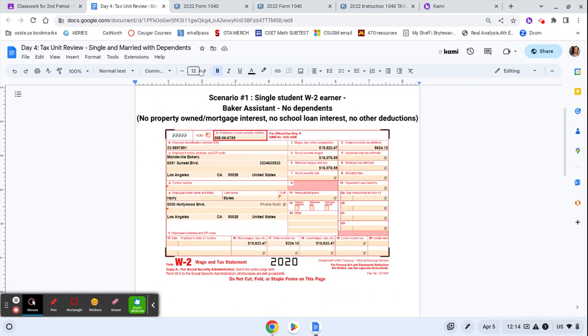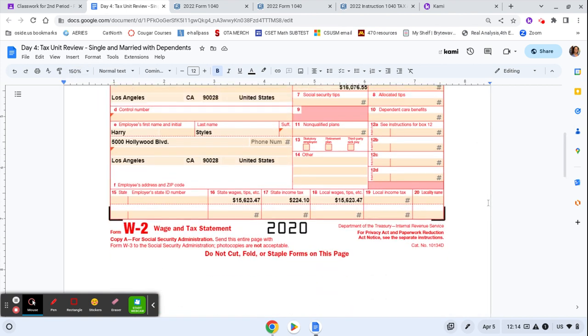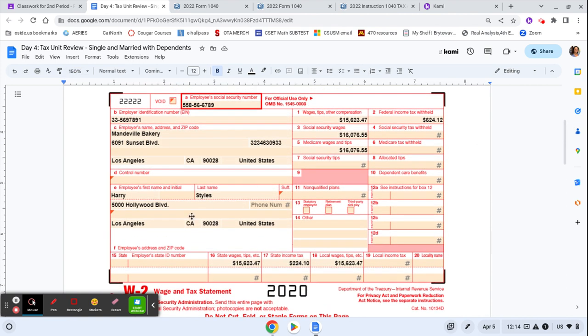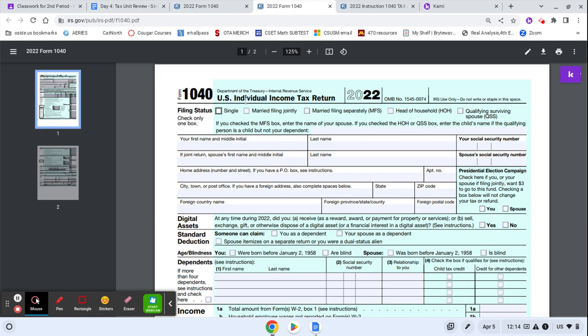Did you know that Harry Styles' first job was actually at a bakery? This is a real scenario here. Harry Styles is going to be our first person that we're doing the taxes for. We're going to be doing income of $15,623, and there's the federal income tax withheld. Notice the Social Security number right at the top. So let's go fill in the tax return.